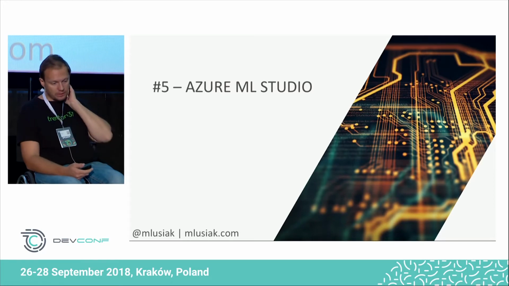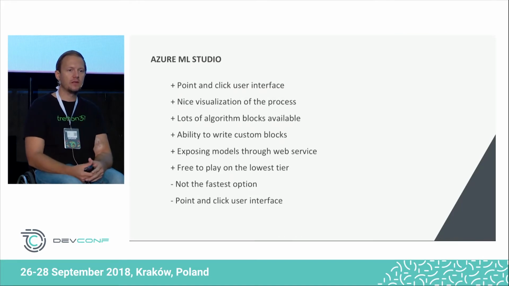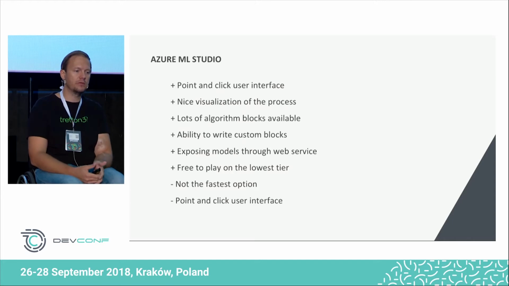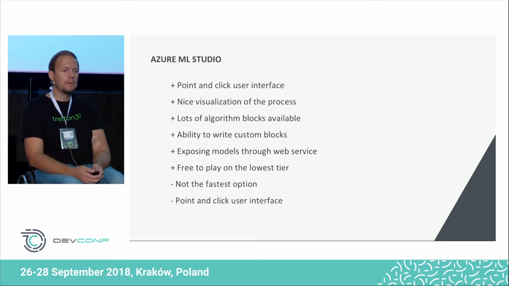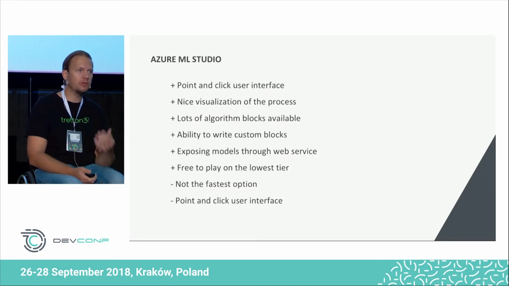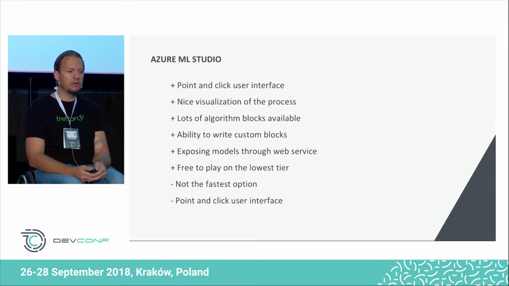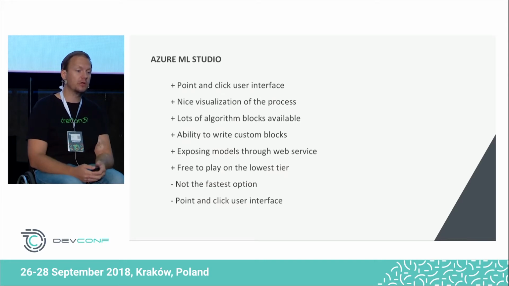Now number 5 is Azure Machine Learning Studio, which is a very point-and-click user interface. You drag boxes with stuff and connect them with arrows, so you can have a nice visualization of the process of your data. You have lots of built-in blocks with algorithms available, but you can also write your own blocks in Python. And when you create a model and train it, you can expose it as a web service, in a microservice way, to other services you run.